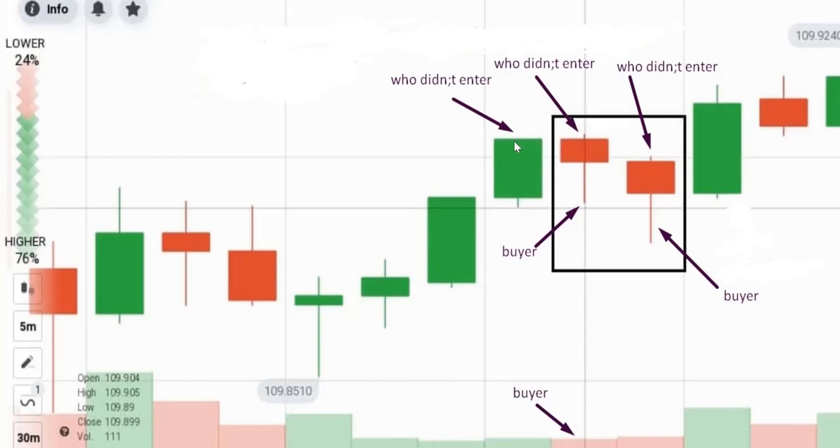Which party didn't enter? Sellers didn't enter. That means in this candle, sellers will try to strongly enter and buyers will try to stop them. But as you can see, buyers entered the upper side a little bit. Then sellers entered strongly, went down, and buyers strongly entered from the lower side and strongly fought.